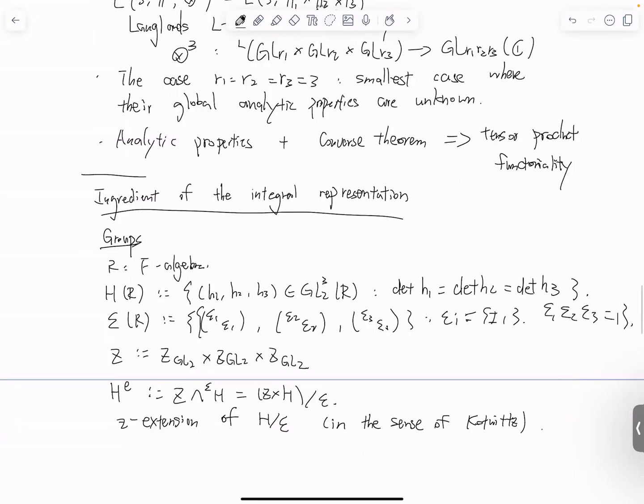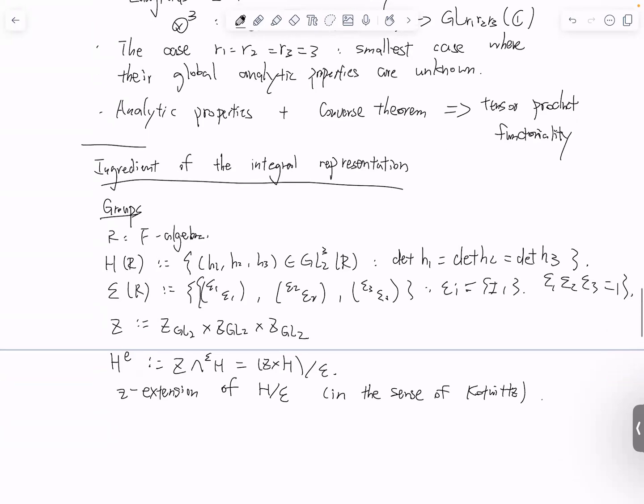The definition is just Z cross H mod E. Then from this, we have two projection maps, P1 from HE to GL2 underline, which I'll denote the underline to be the 3 copies. And then we have another projection map from HE to H mod E.